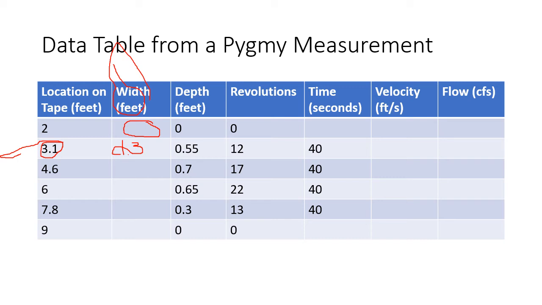So we'll do one more of these. If we're calculating the width for our station where the velocity is at 4.6 feet, we would take 6 feet minus 3.1 feet, which would give us 2.9 feet, and divide that by 2, which would give us 1.45 feet. So 1.45.